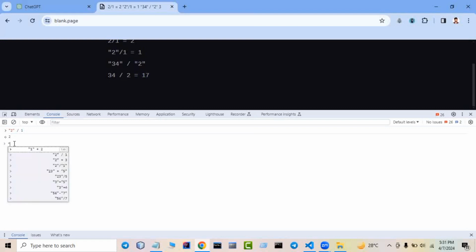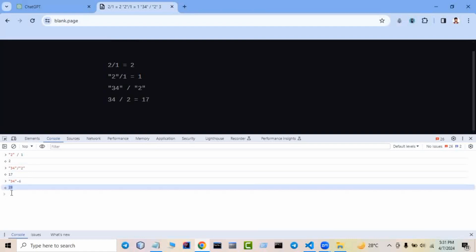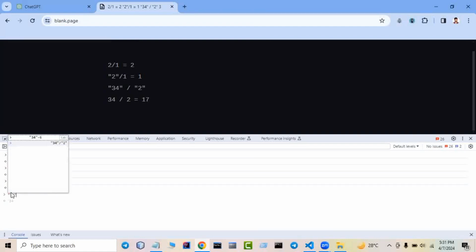Let's just see it once again. 34 divided by 2 gives us 17. And it's not only applicable to the divide operator. All other operators other than the addition operator behave in the same manner. Suppose I do 34 minus 6, so what will it give? It will give 28. And if I again use 34 minus the string representation, again it gives 28.